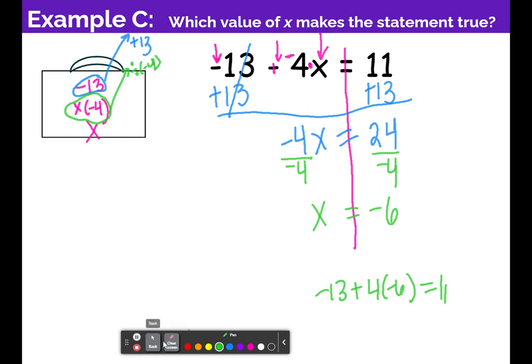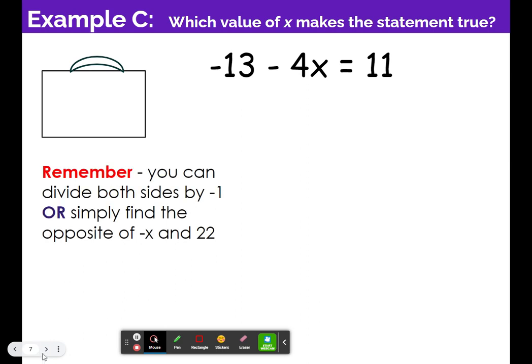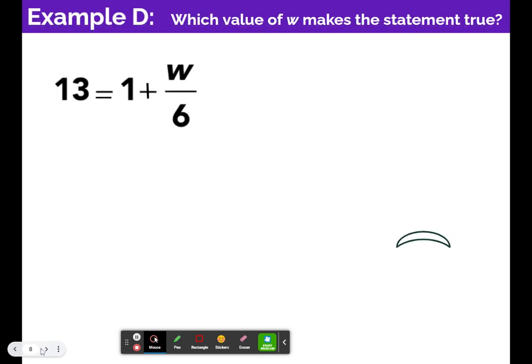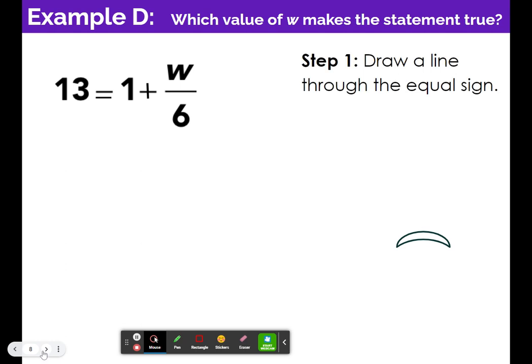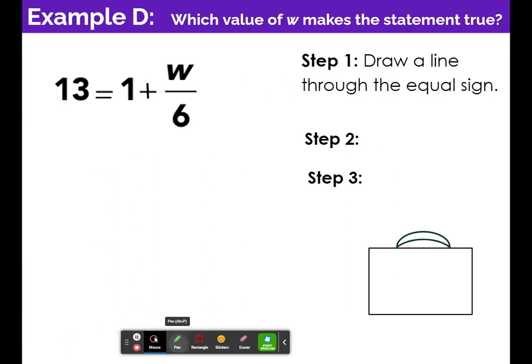Okay, let's try a couple more. Hopefully the packing is helping. Okay, so we've got draw a line down the equal side, pack and unpack.